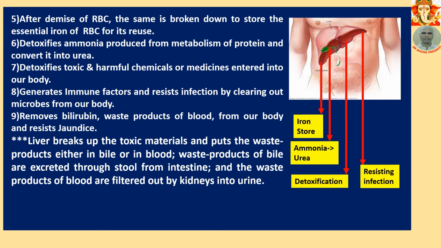Number 5, after demise of RBC, demise means death. After death of red blood corpuscle, the serum is broken down to store the essential iron of RBC. So RBC contains a handful portion of iron in it. That should not be wasted. So the body has its own functions so that the essential portion, iron, is kept and the left portion is broken down. So it is left for reuse.